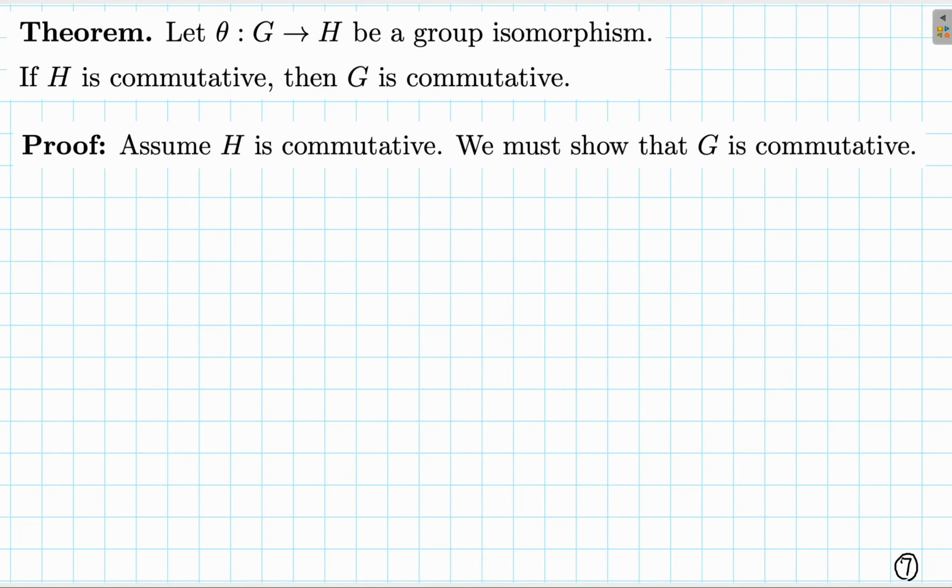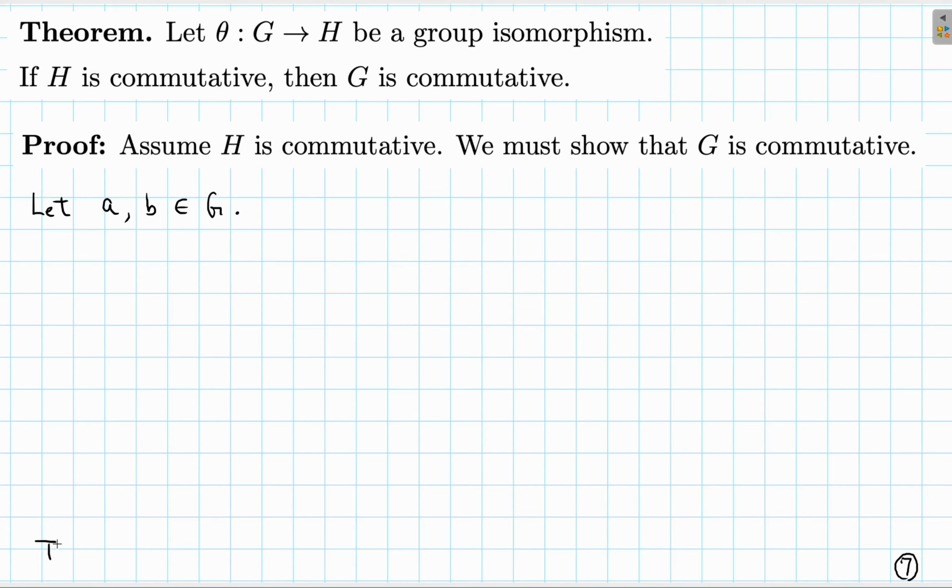So now let's turn this into a complete proof. So here's our theorem, and I've even written down our first sentence, which is our hypothesis. So we'll assume that H is commutative, and we must show that G is commutative. So in order to do that, we'll start with two elements in G. So we'll let A and B be elements of G. And we have to show that AB equals BA, so let's write that down at the very bottom.